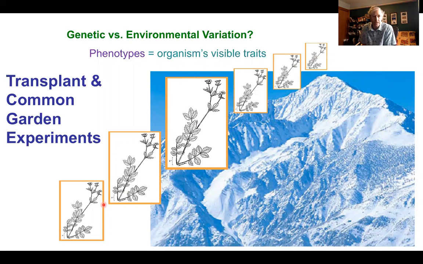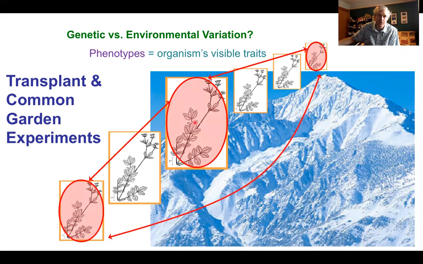Well, what we can do is elucidate whether this is due to nature or nurture, so whether it's due to changes in the genetics of these plants at different places, or due to changes in the environment in which these plants live, by doing what are known as transplant or common garden experiments. In a transplant experiment, what you do is you take individuals from all these different places.